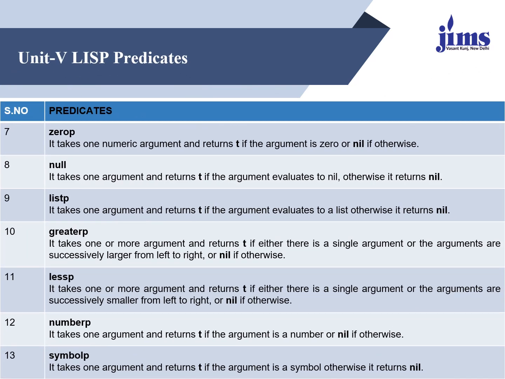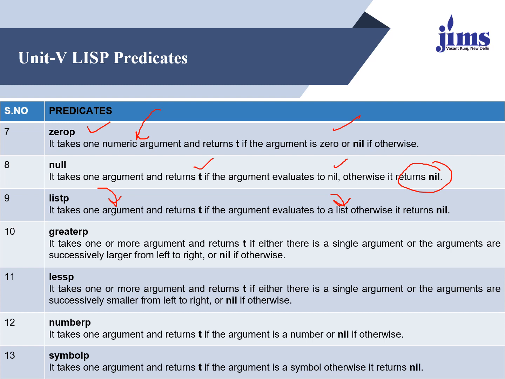Here another is zerop. What does zerop do? This predicate also takes one numerical argument and returns true if the argument is 0, otherwise nil. It checks whether the argument is 0 or not. Null takes one argument and returns true if the argument evaluates to nil, otherwise returns nil. Listp takes one argument and returns true if the argument is a list, as we have done in case of atom. It will check whether the argument is a list or not. If it is a list, it will return true, otherwise false.